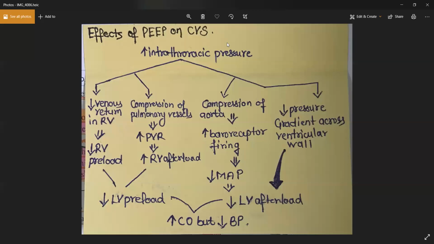Right. So because of the compression of the aorta and the change in the pressure in the ventricles, the gradient across the ventricular wall will be decreasing again. Because of the decrease in the gradient, I will have less blood in my aorta with each pump, right? Sorry, I have a question. How is the gradient decreasing? The increase in intrathoracic pressure would be the same for both the ventricle and the aorta, right?